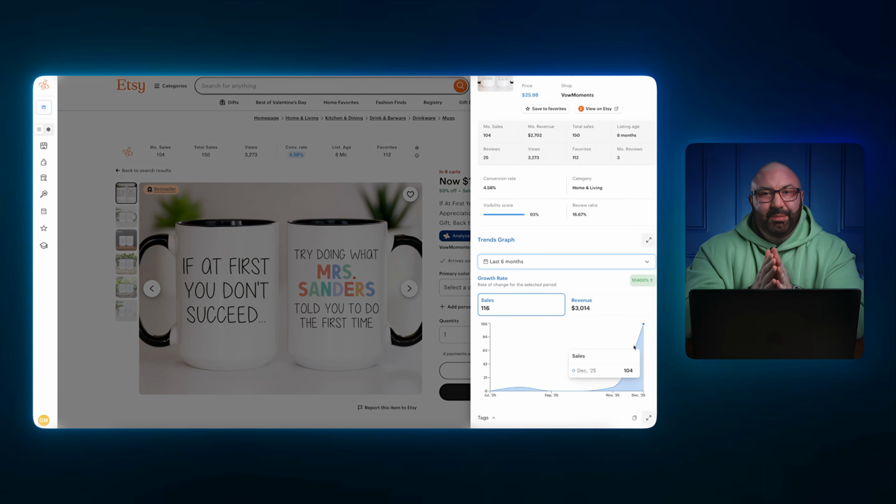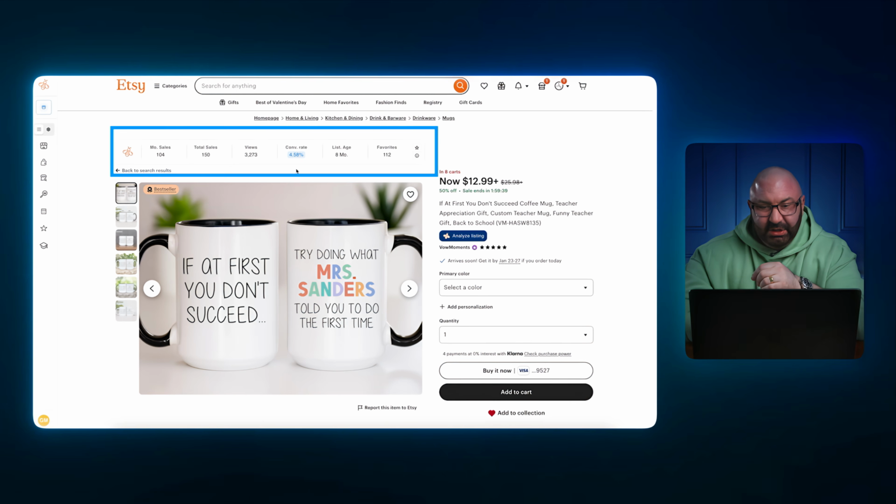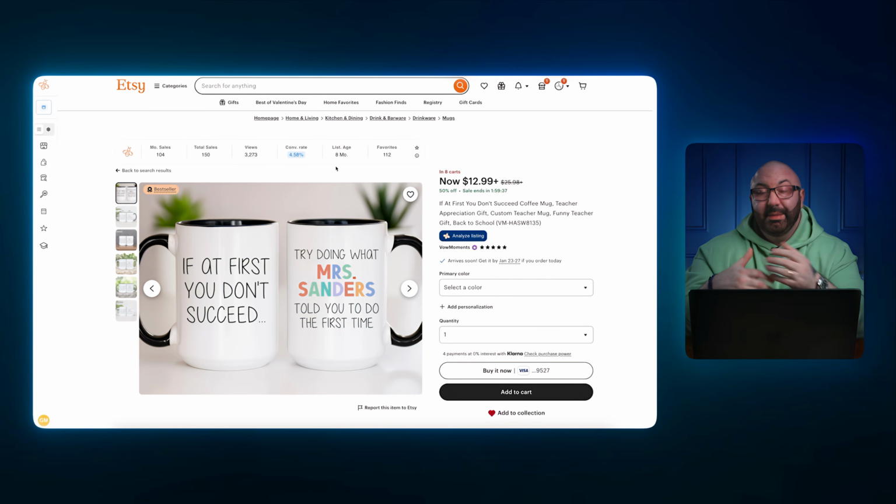This is why it's so important. Again, I'm going to repeat that: just because you see these numbers, the views, the sales, the conversion rate, and all that in a short amount of time, doesn't mean that they're consecutively getting them.